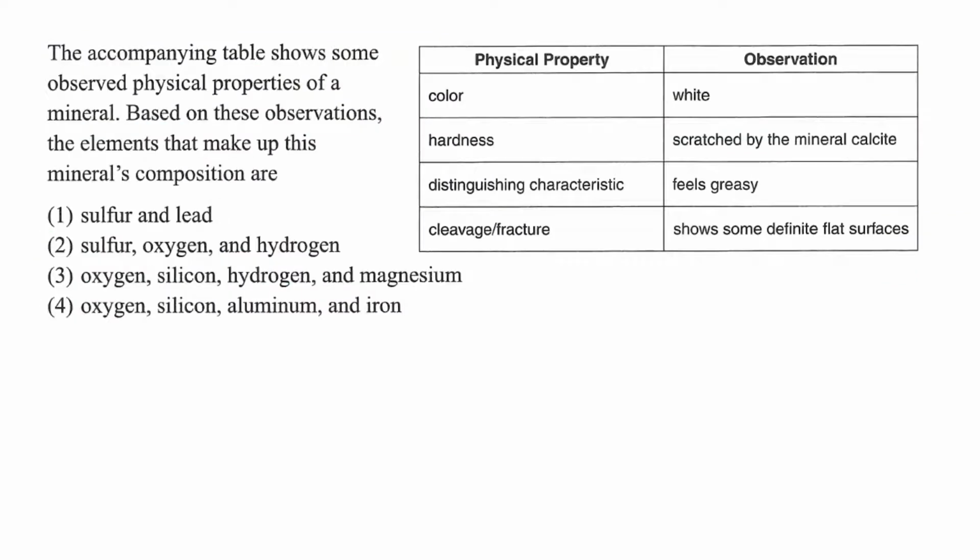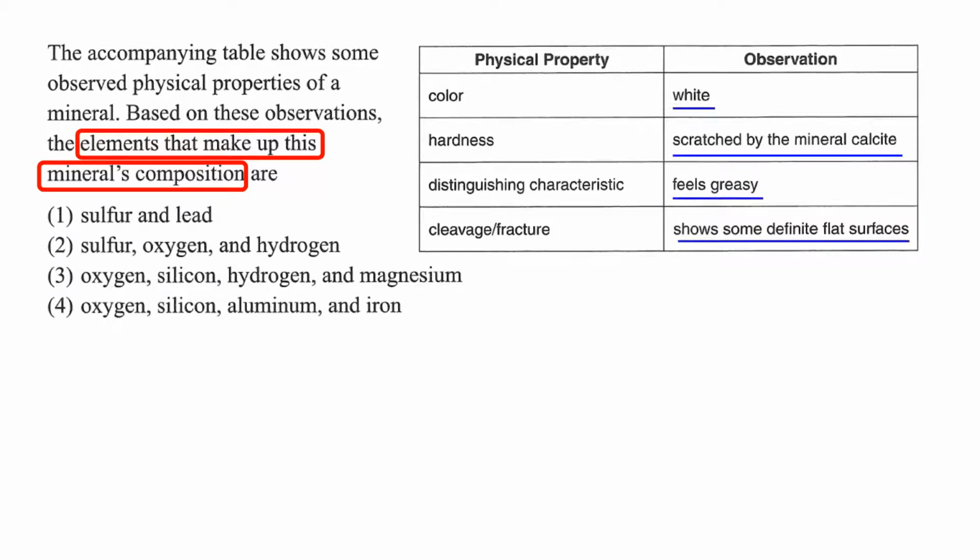A little bit more complicated example. We have a table that gives us a bunch of different physical properties of minerals, including the color, the hardness, distinguishing characteristics, as well as the cleavage and fracture. And it is asking us what elements make up this particular mineral. And as was stated before, we know all about the color, the hardness, distinguishing characteristics, and cleavage and fracture.